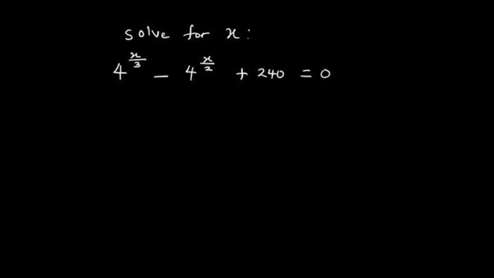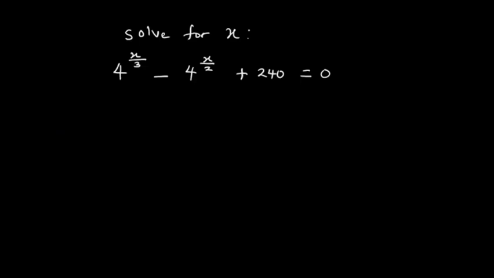Hi guys, in this video I will show you how you can solve this type of equation. Now the question says 4 to the power of x over 3 minus 4 to the power of x over 2 plus 240 is equal to 0. So how do we do this?